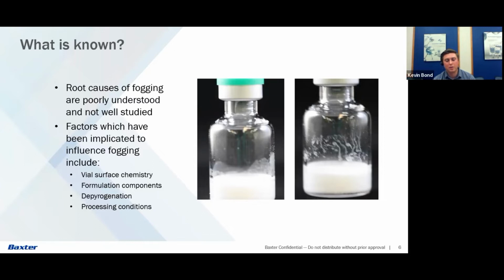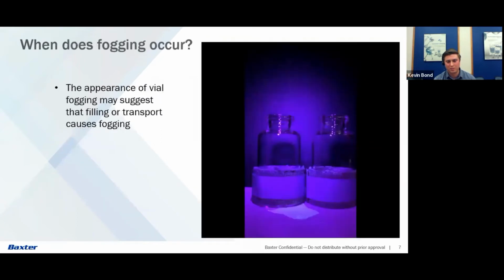But I also want to touch on the last piece of our puzzle for the introduction to vial fogging, and that's when exactly does vial fogging occur in the manufacturing process. Some people say that vial fogging looks like it could have been caused by splashing of the drug product during filling, or by sloshing of the drug product in vials as they traverse filling lines or when they're being loaded onto the lyophilizer shelf.